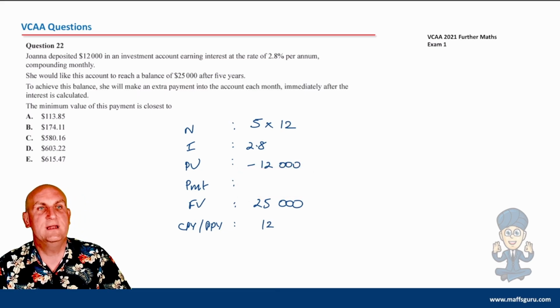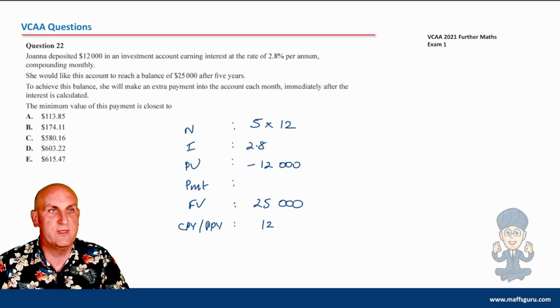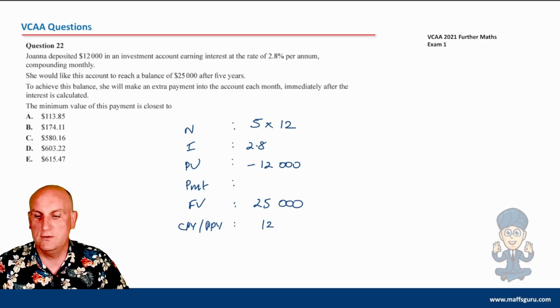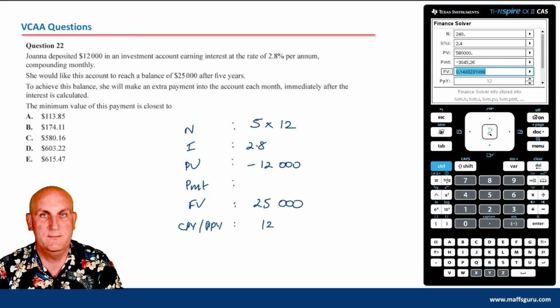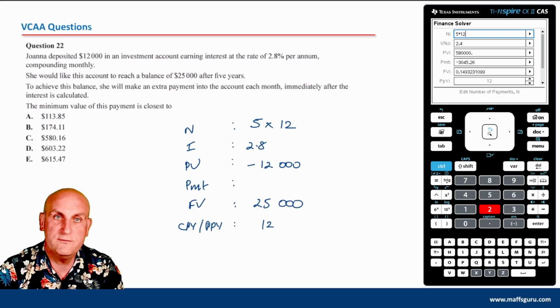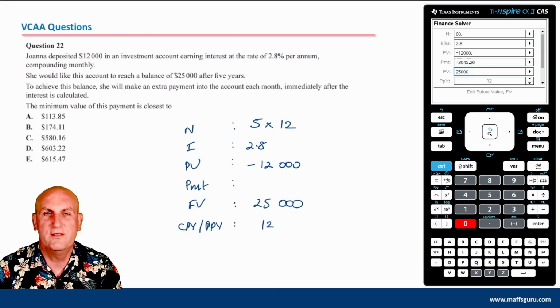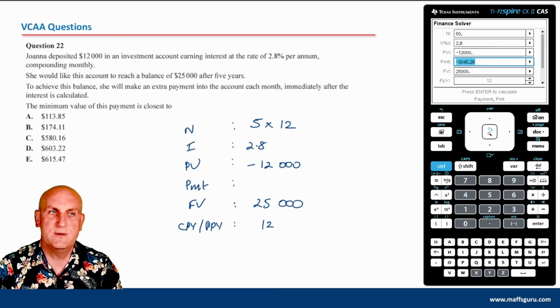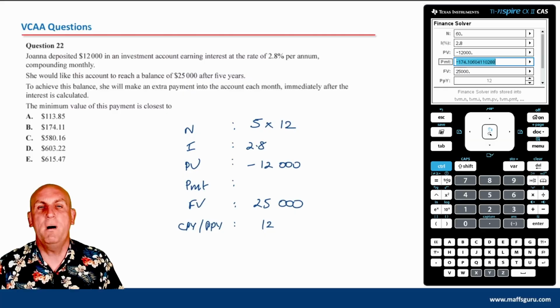It says to achieve this balance, you'll need to make an extra payment to the account every month. The minimum value of this payment is closest to, again, that just means find the payment. Don't know why they didn't say just find the payment, but anyway, right. 5 times 12, 2.8, minus 12,000, payment we don't know, 25,000, 12. The rest of it is fine. So if I go back to my PMT and hit enter, minus 107.